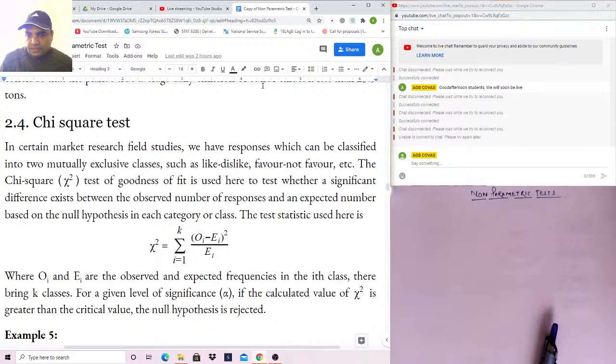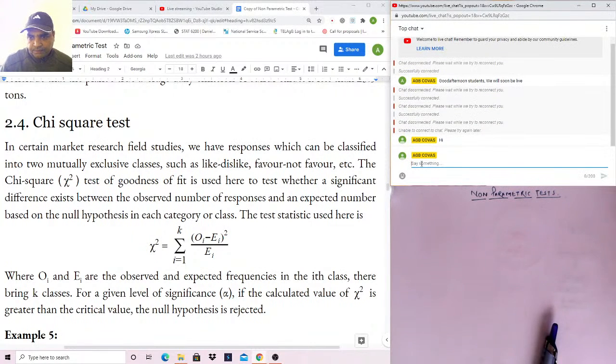So let me check whether your chat box is working. Yes, it is working.